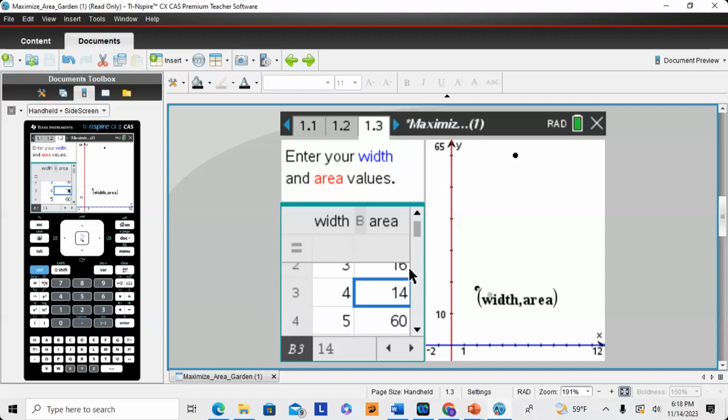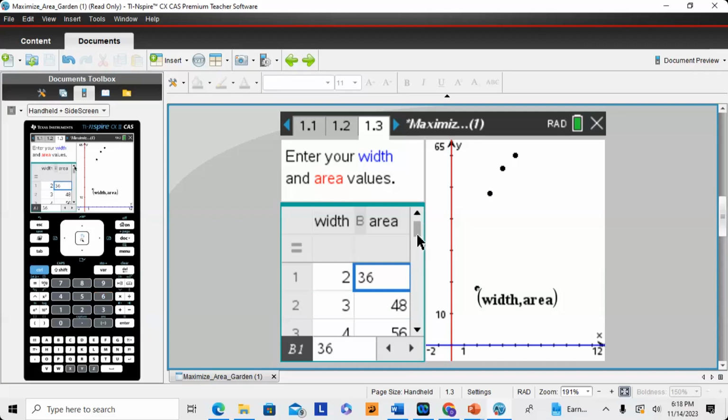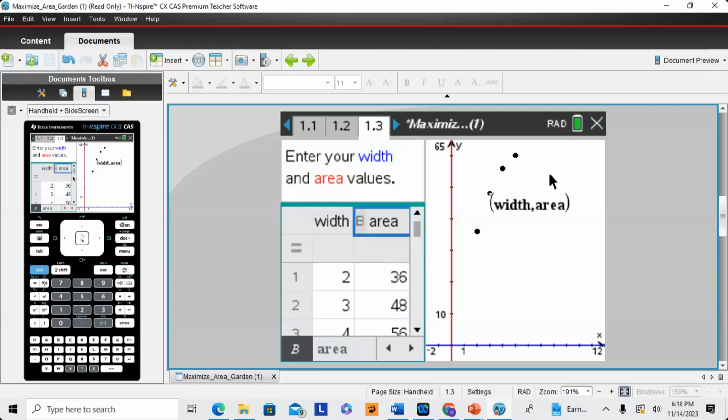So when I put in a width of 4, that width of 4 gave me an area of 56. That's what goes here. When I put in 3, my area was actually going to be 48. And when I put in a 2, my area was actually 36. And then I didn't have a 1. But here, notice that it starts curving, right? So this can lead into a quadratic regression.